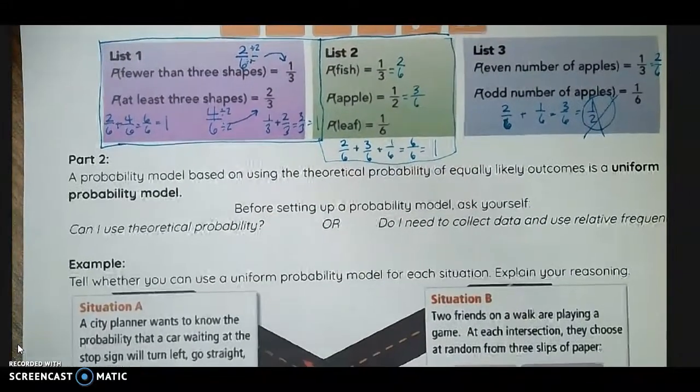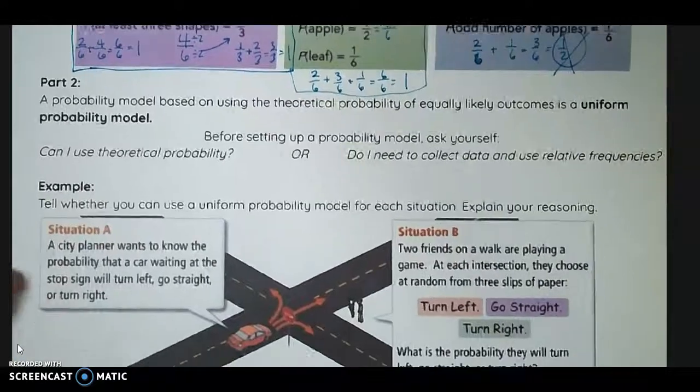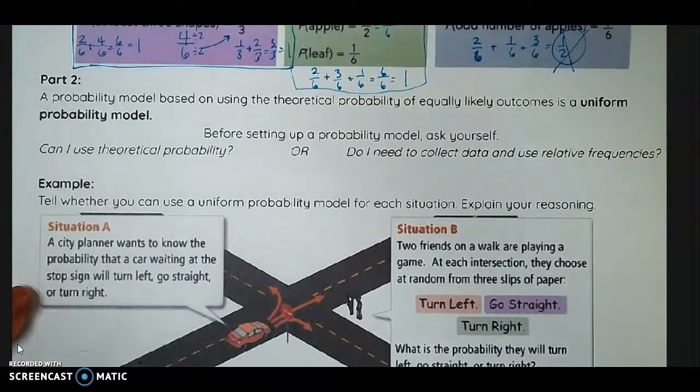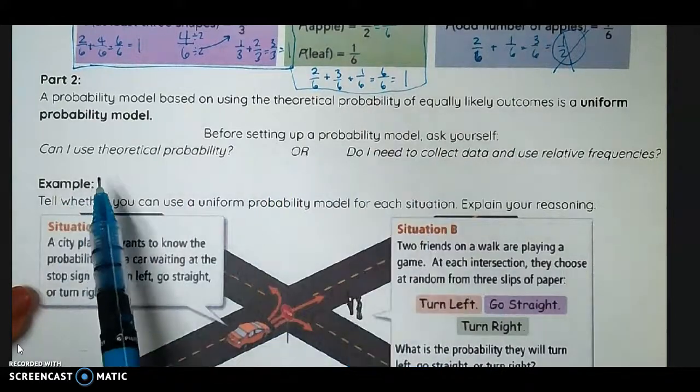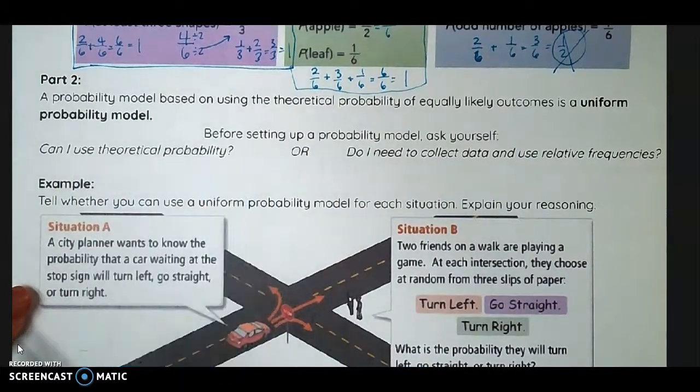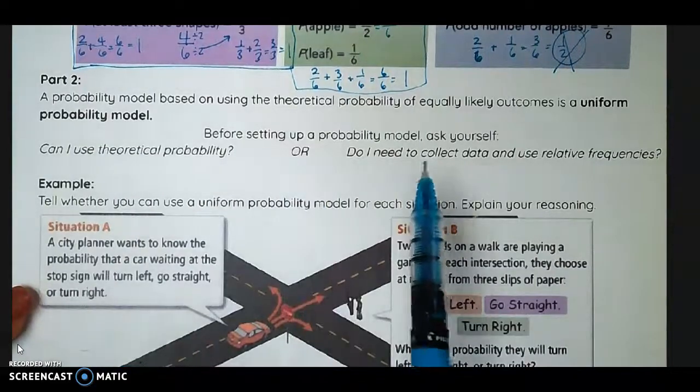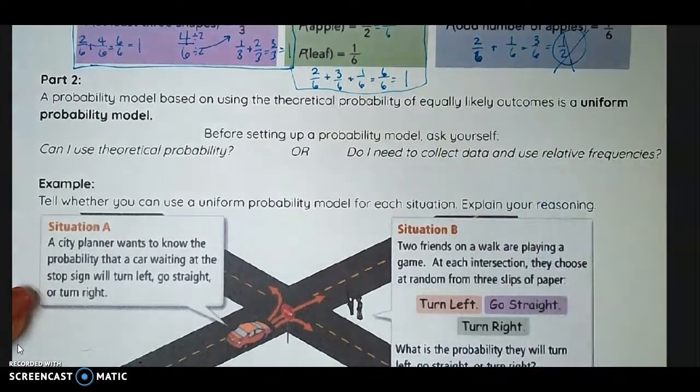In part 2 here, it says a probability model based on using the theoretical probability of equally likely outcomes is a uniform probability model. So before setting up a probability model, you need to ask yourself, can I use theoretical probability here? Or do I need to collect data and use relative frequencies, which would be experimental probability?